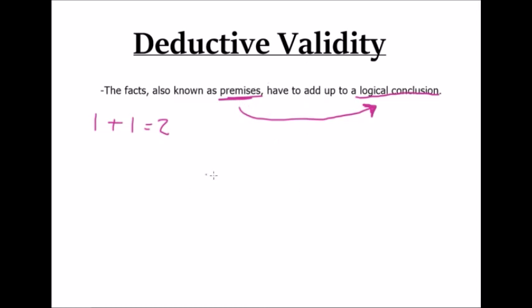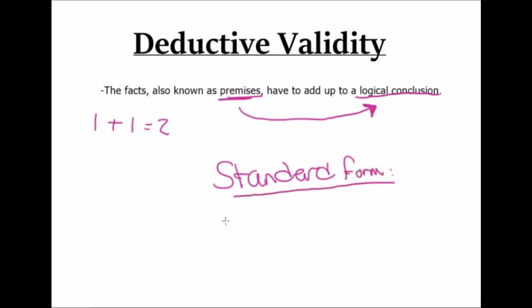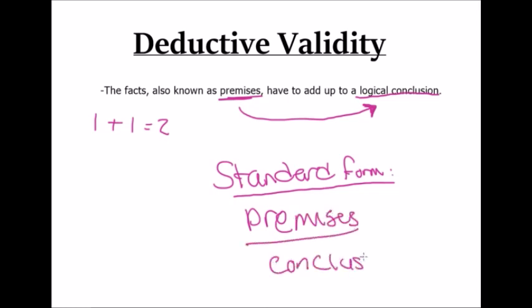Usually there's something called standard form. It's kind of like the math form, but for logic. You have the premises over conclusion. So it'll be like, so this is literally this. So it could be even reduced to just P over C.